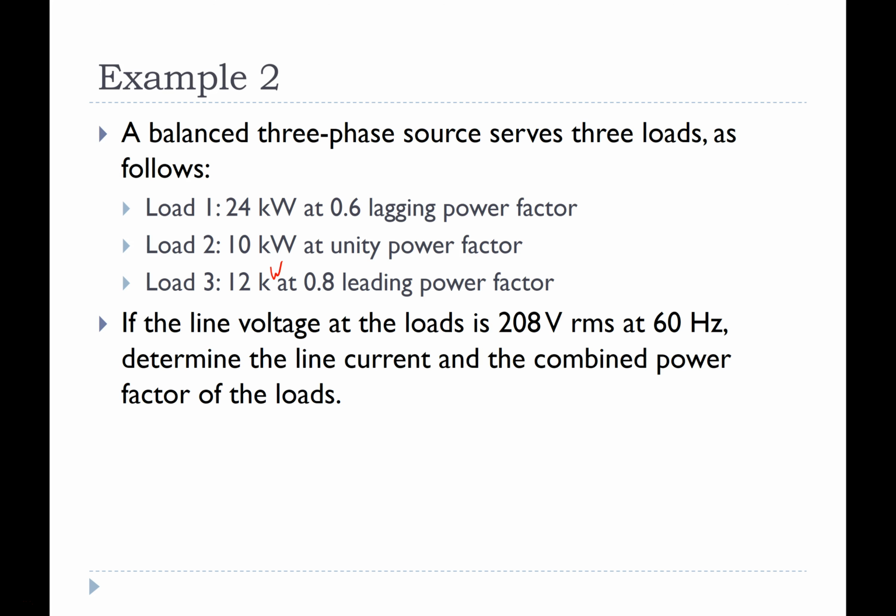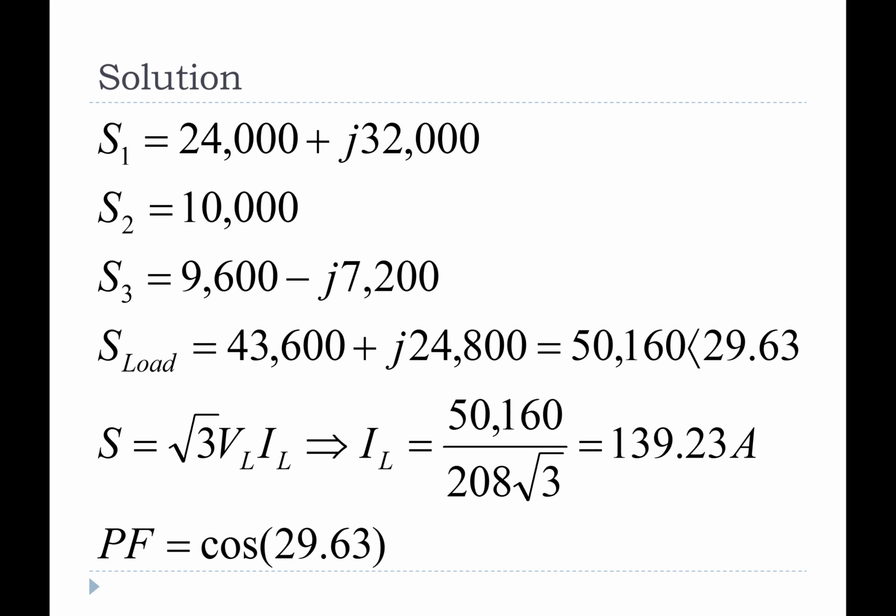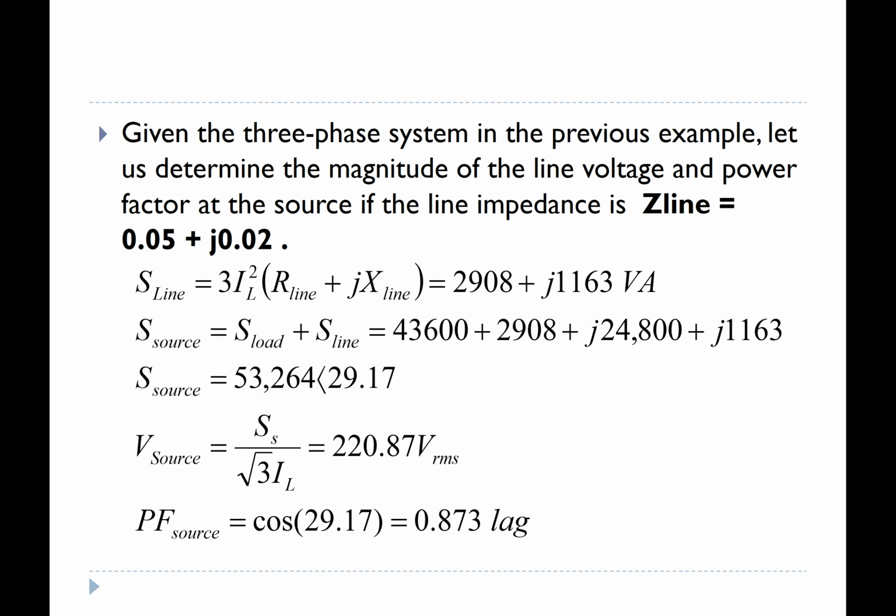And if the line voltage is 208 volts at 60 Hertz, determine the line current and the combined power factor of the loads. So we have the three powers, and we simply add them up just like we did with single phase. If you have a number of loads in your single phase AC question, you got the real and the reactive powers, and we added the real, we added the reactive, and we get the total power.